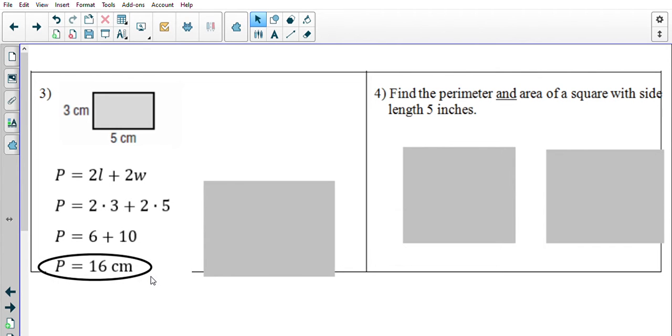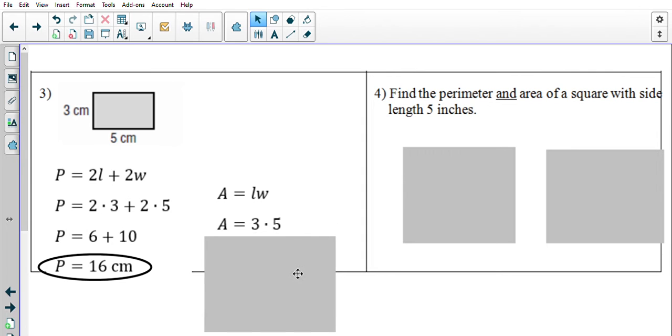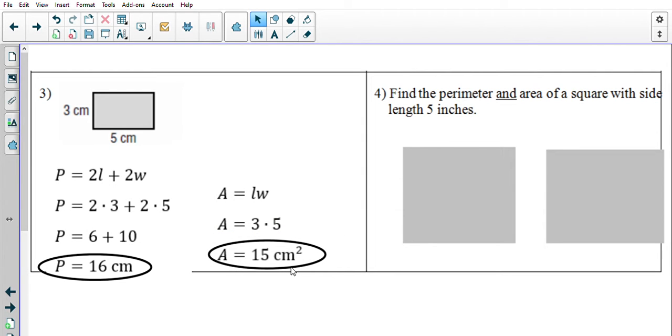And don't be afraid to pause the video at any point if you fall behind. There's a lot to jot down here. Area is length times width. So let's take 3 times 5. Area is going to be 15 centimeters squared.